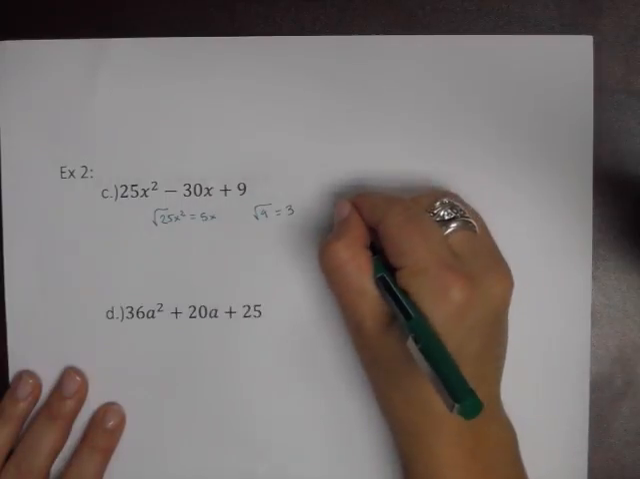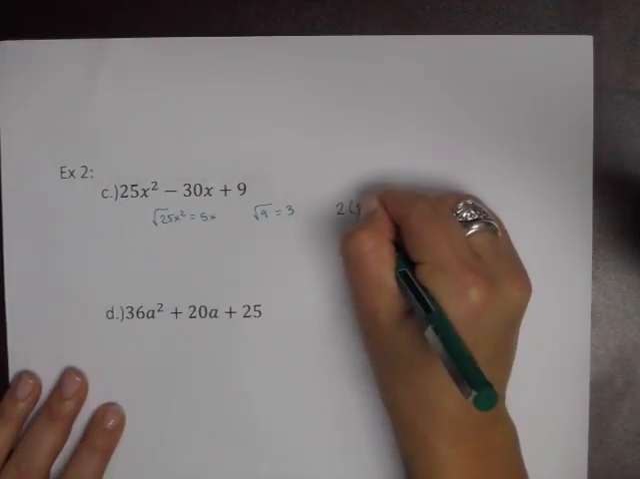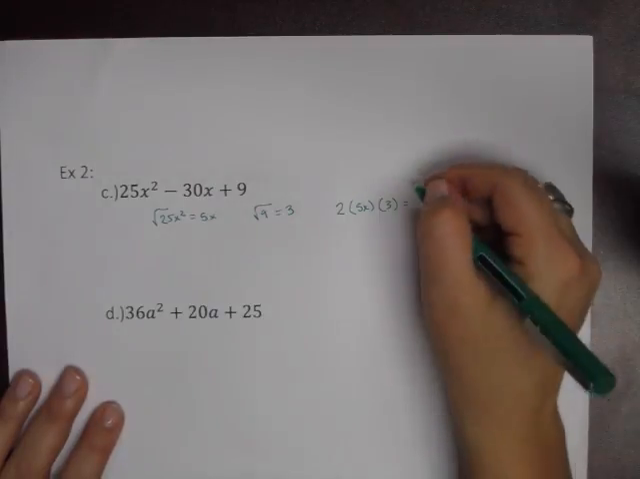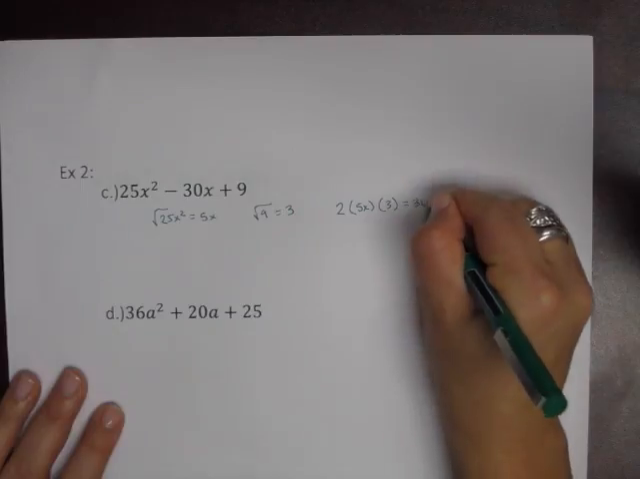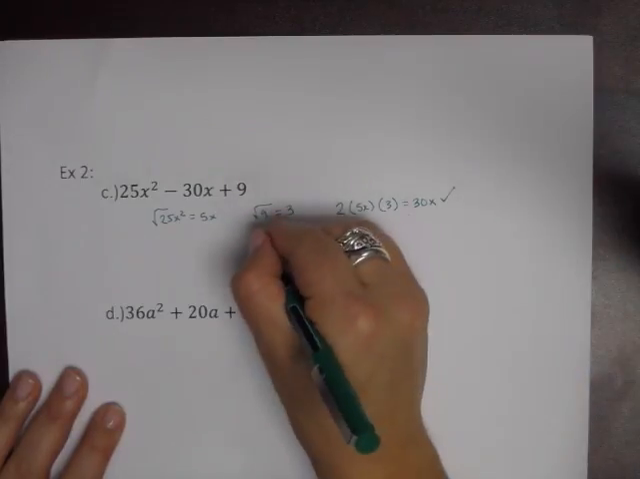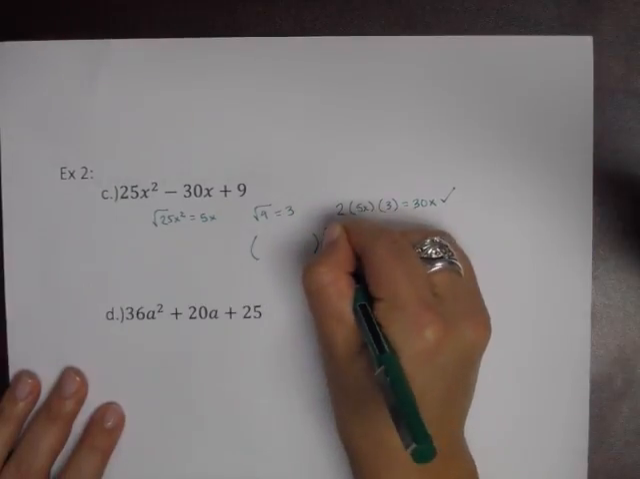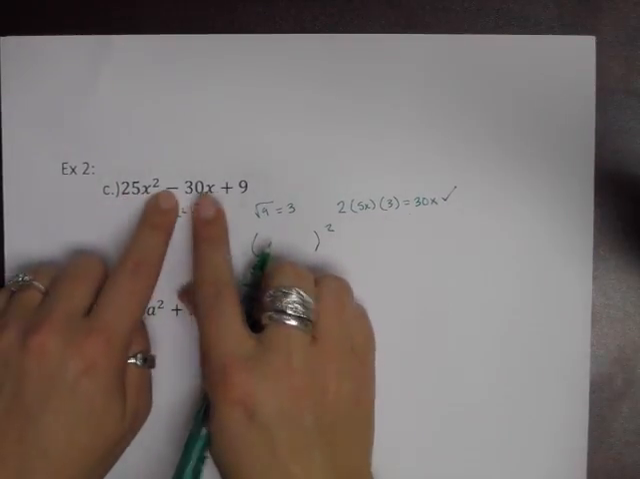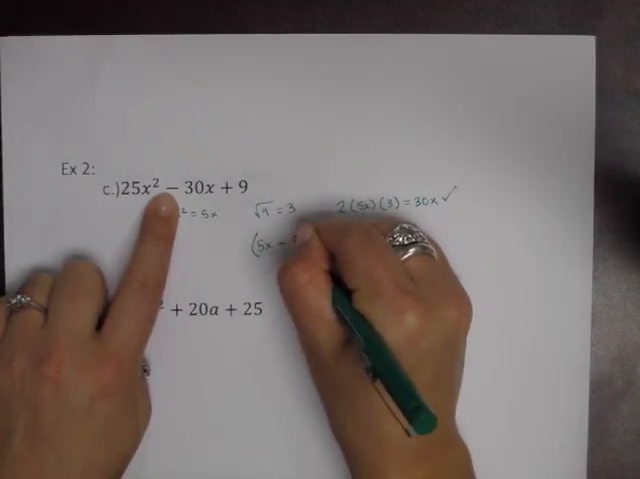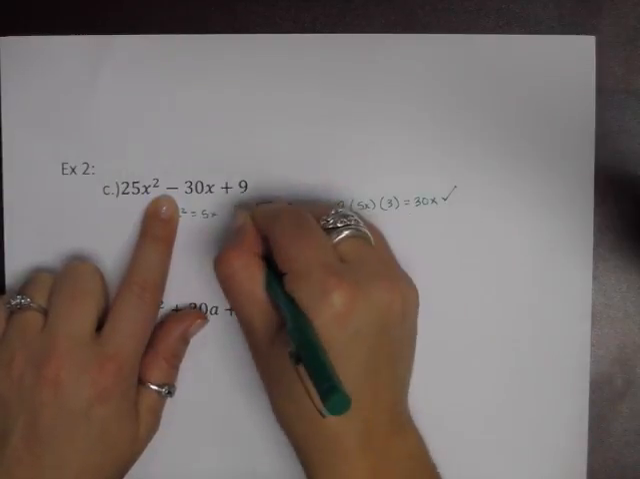Then I have to check it, so I'm going to go 2 times 5x times 3. 2 times 5 is 10. 10 times 3 is 30. So this is 30x, which matches. So I've got a binomial squared. I look at my signs. It's minus, so I put minus. And I have 5x minus 3, and I'm done.